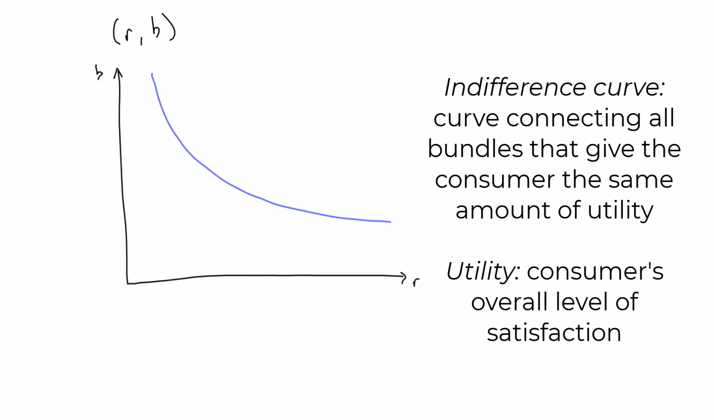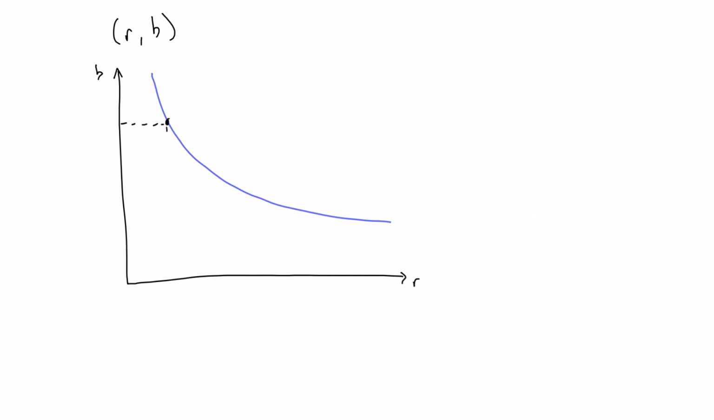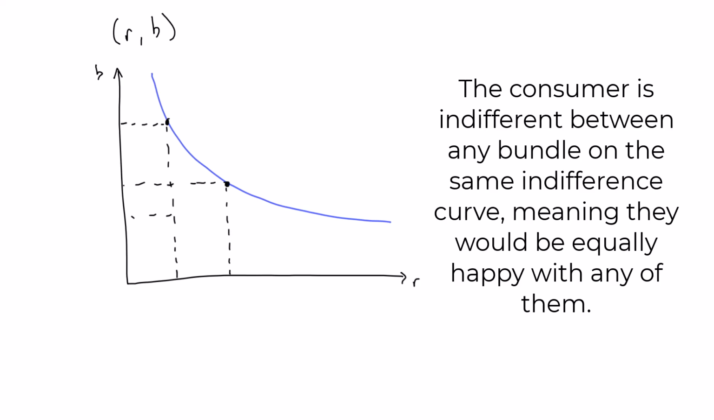If I mark out a few bundles on this indifference curve, each of those bundles has some amount of bananas and some amount of rum. Some have more bananas, some have less bananas, some have more rum, some have less rum. But all of these bundles have one thing in common: the consumer is indifferent between them. They get the exact same amount of satisfaction. They'd be equally happy being at any of these 3 points or any of the points in between or at any other point along this blue curve.